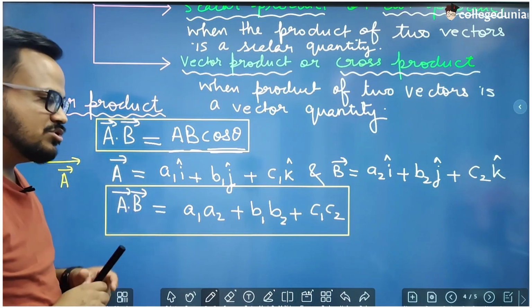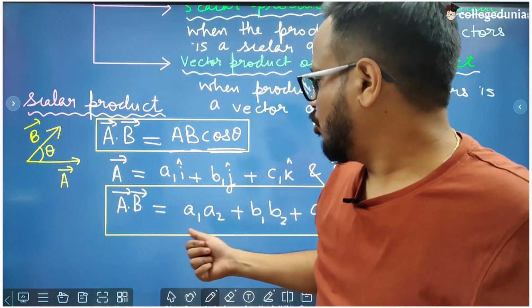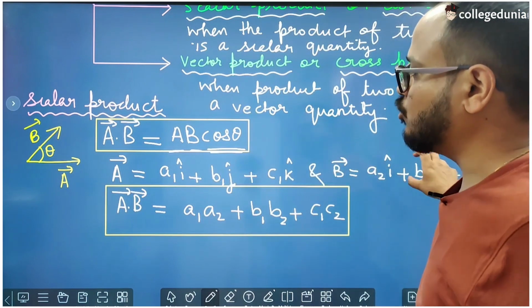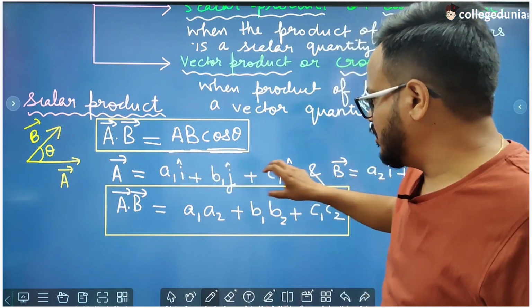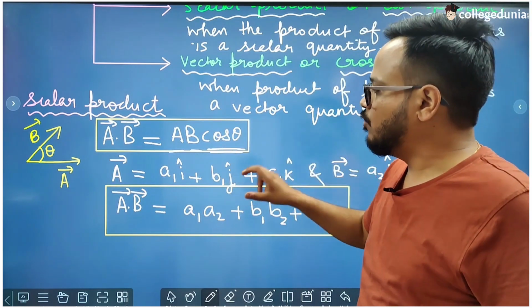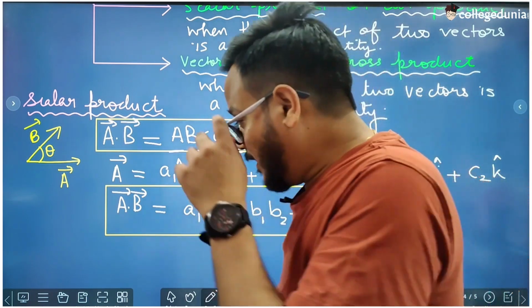This formula will be used when you know the magnitude of the two vectors and the angle between them, and this formula will be used when you know the two vectors in this vector form but you do not know the angle between the vectors. Even if the vectors are given in this form, you can find the magnitude, but still you cannot use the first formula because you do not know the angle between the two vectors.